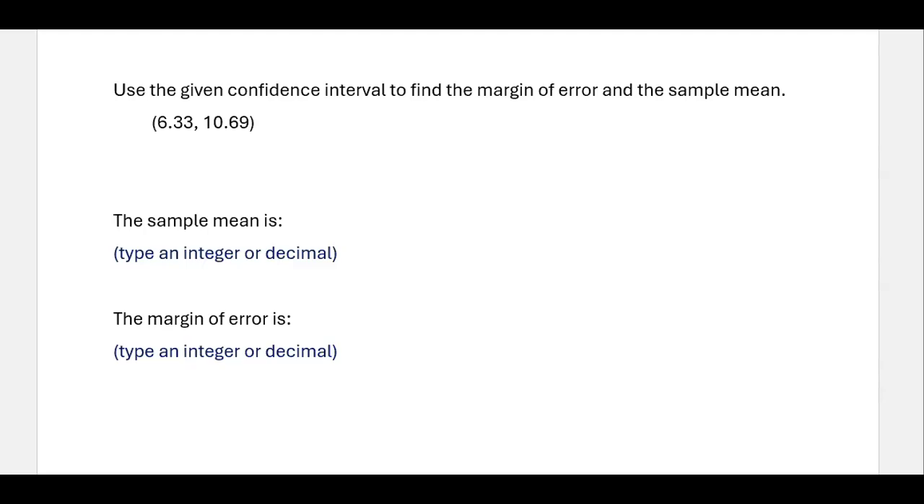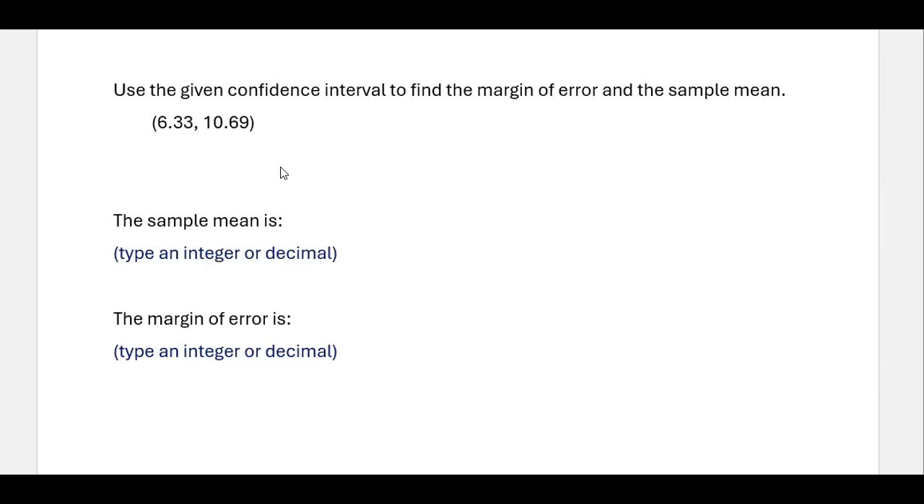Okay, hi everybody. In this video, we're going to take a look at this question here. I'm trying to make it as painless as possible. So, use the given confidence interval to find the margin of error and the sample mean. The confidence interval we're given is 6.33 to 10.69.